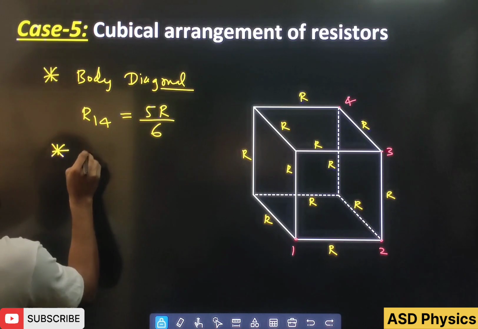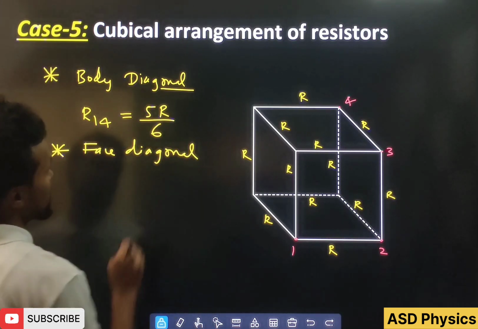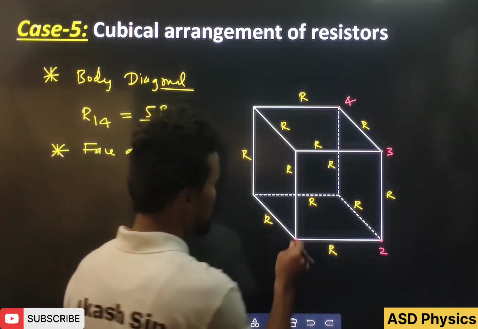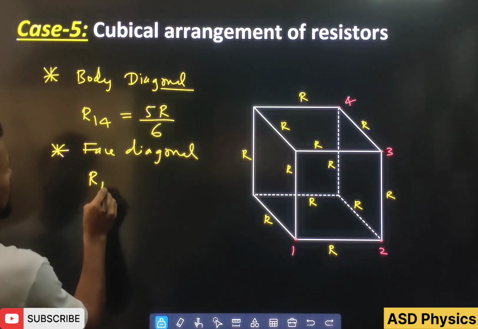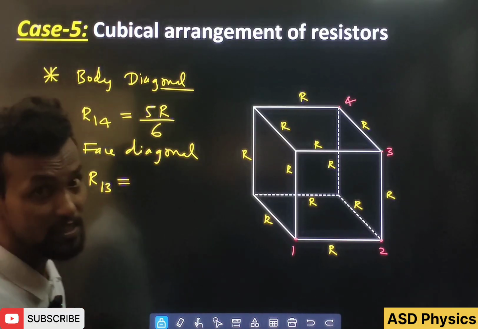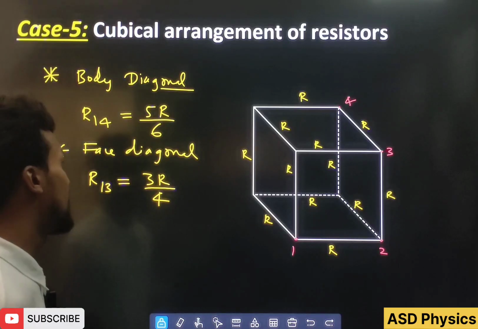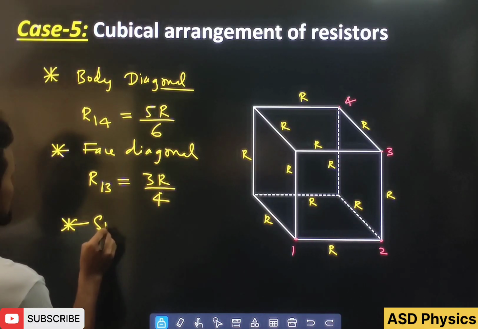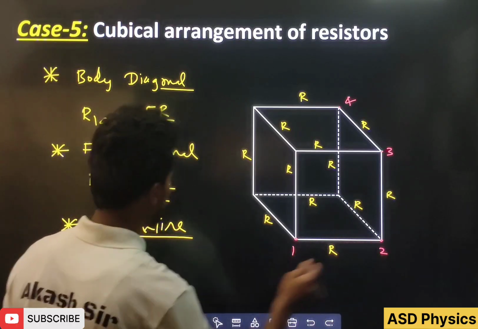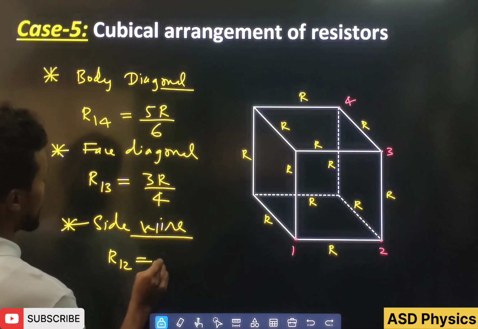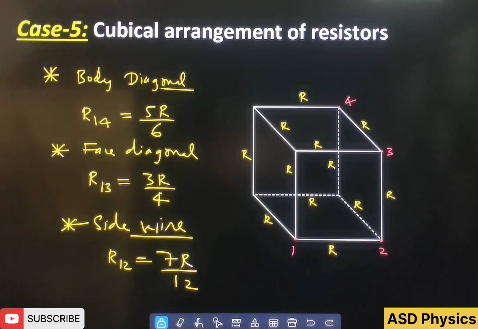Next, students, if we see the face diagonal, like this only I used to remember that. Which are the face diagonals? Can you see here? This 1 and 3 is the face diagonal. So remember that for this face diagonal, R13 is going to be 3R by 4. And if I see sidewise, which one is that? Sidewise means this 1 and 2. So remember that this one is going to be 7R by 12. Maximum cases, these are the only ones.